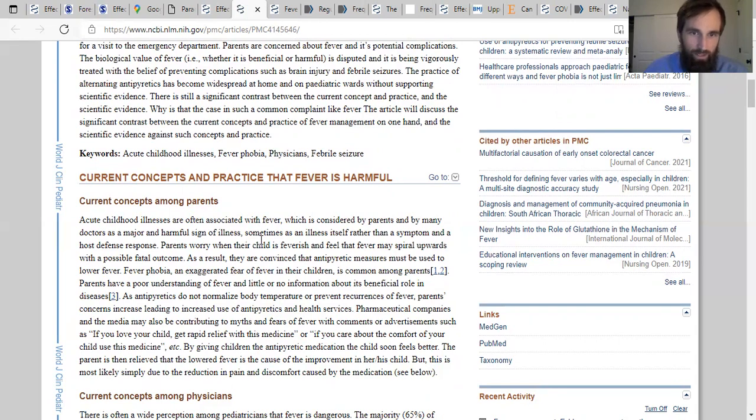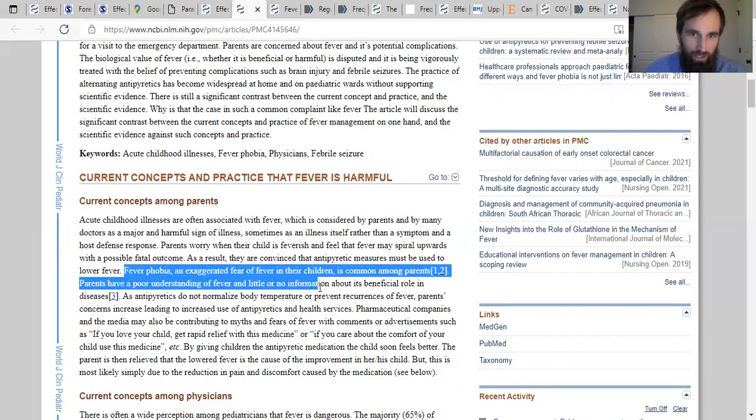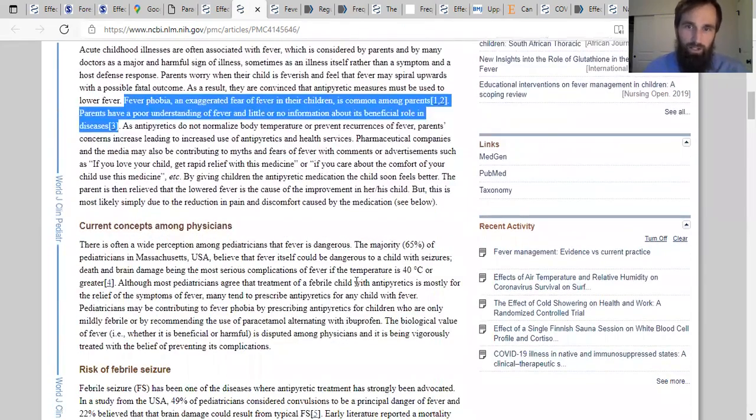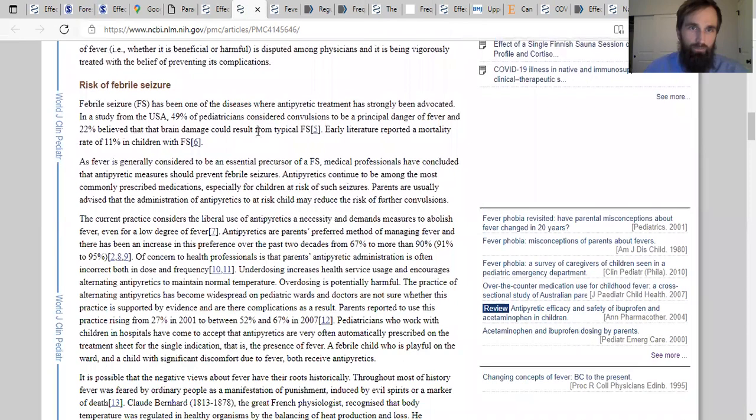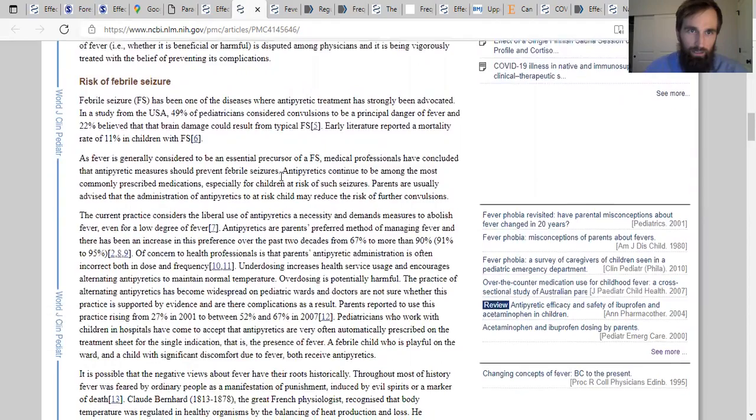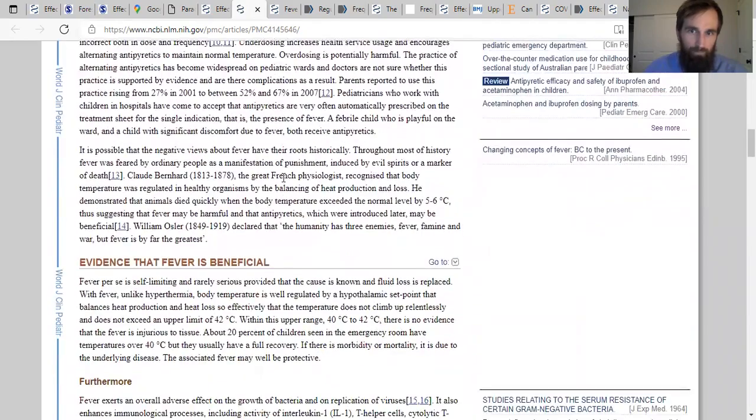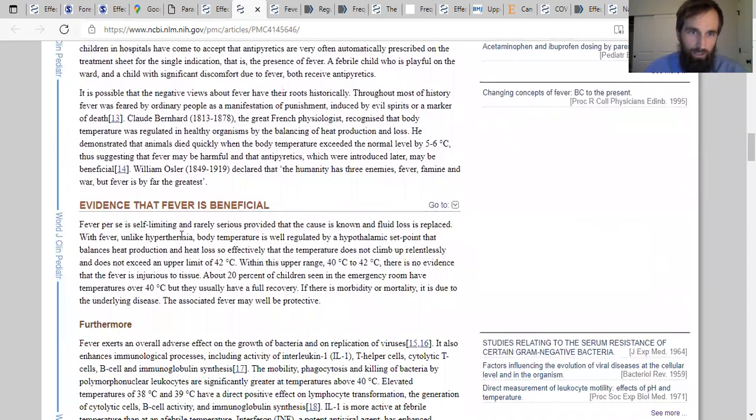So the concept is that fever phobia, an exaggerated fear of fever in children, is common among parents. Parents have a poor understanding of the fever and little or no information about its beneficial role in disease. A lot of us, not just parents, have no idea of what the beneficial role of fever is. So there are some risks if the fever gets too high. However, if you're monitoring it closely, there's no reason to have a fever phobia.